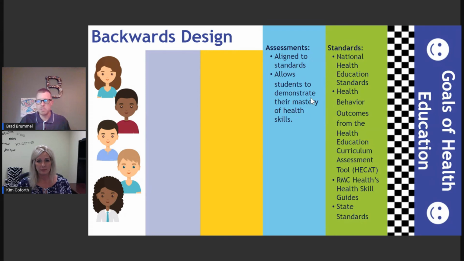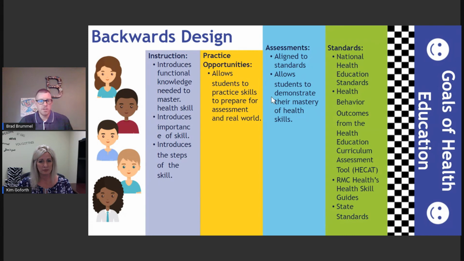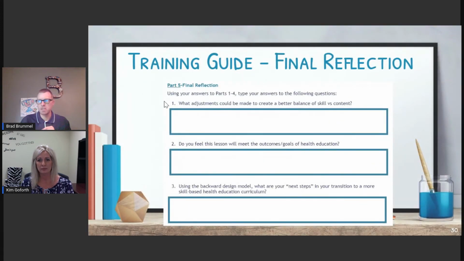And so let's reconnect and reflect on that lesson that you've been looking at according to this model. Does your assessment align to the standard or goal that you've set in that lesson? Are your practice opportunities for the students prioritized, how much time are they spending, and are the instructional strategies there? We just talked a lot about that in detail. So reconnect back to this backwards design, and where is it that you need to focus or shift related to this backwards design. And that's going to take place on the final reflection.